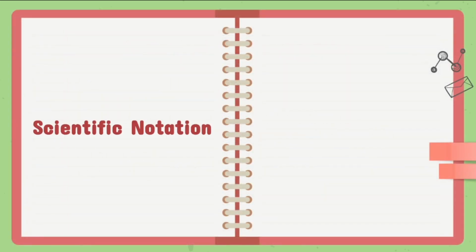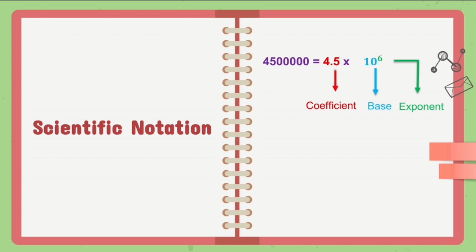So we have here an example of scientific notation. We have here 4.5 million, 4,500,000, which is equal to 4.5 times 10 raised to 6. The coefficient there is 4.5, the base is 10, and the exponent is 6.